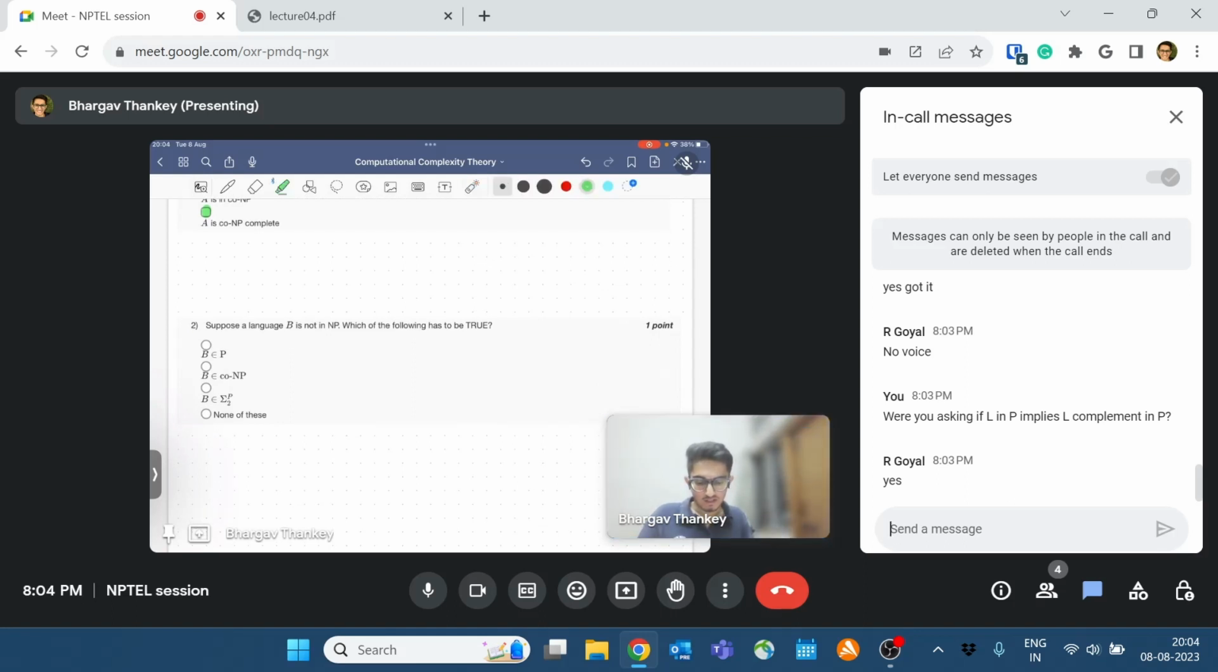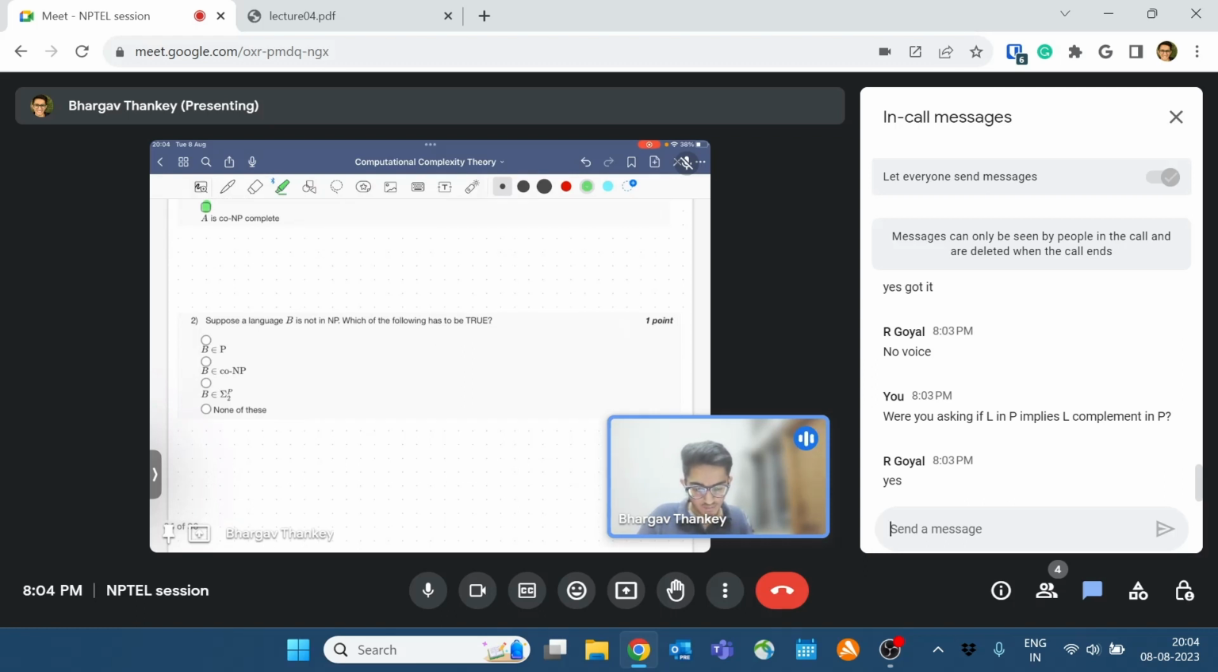Yes. Okay, so let's look at this one. This is the last problem. Suppose a language B is not in NP. Which of the following has to be true? B is not in P, B is not in co-NP, B is not in sigma 2p, or none of these. So which of these has to be true? I think none of these. It can't be B, B and C, so none of these.